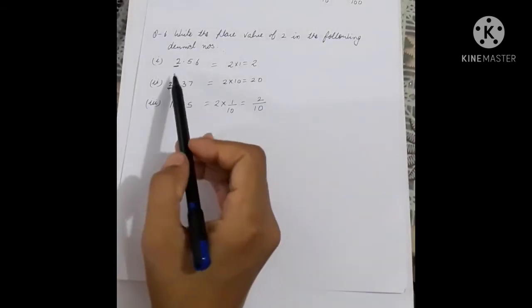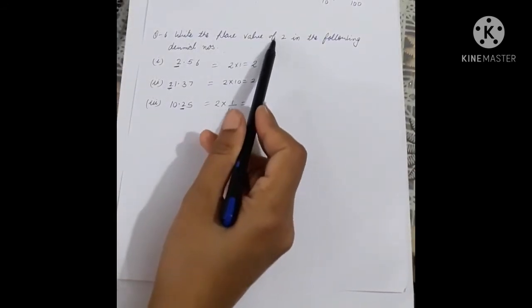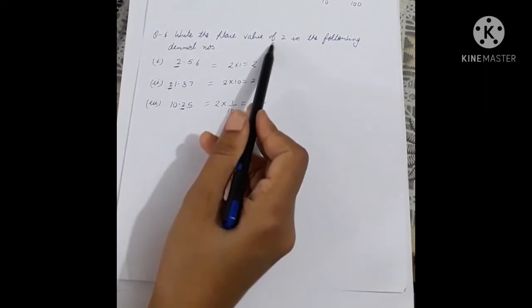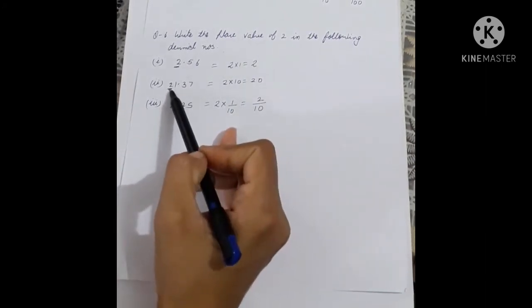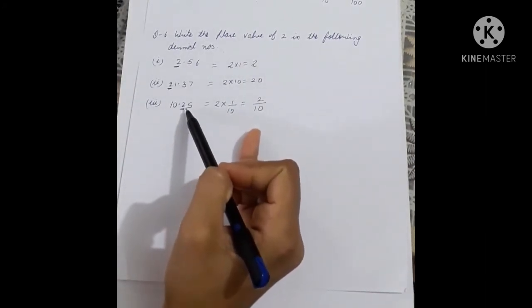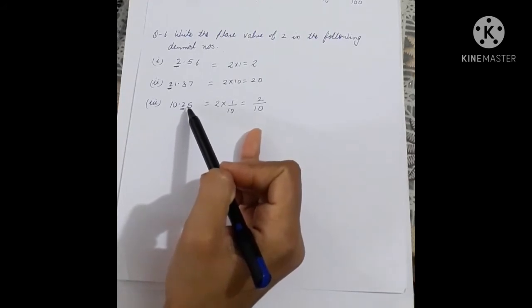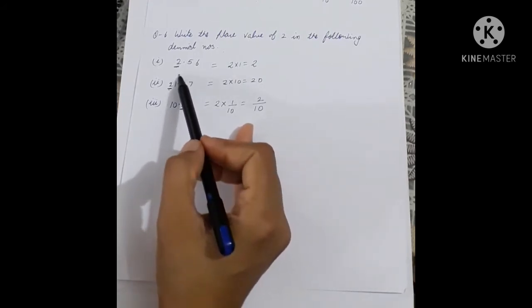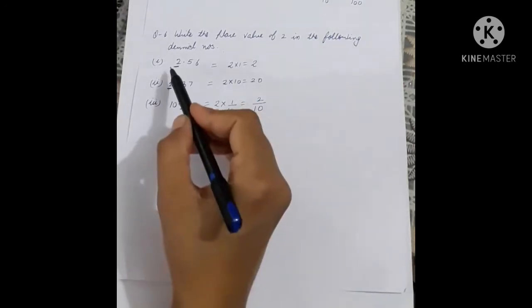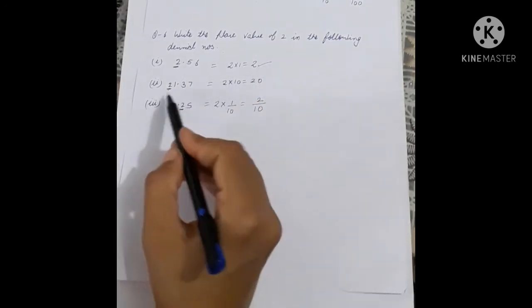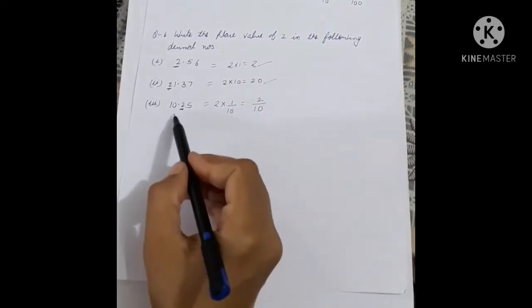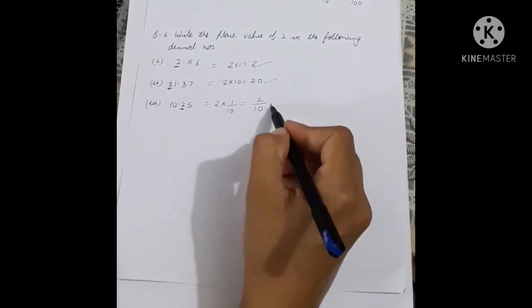See, in this question, they have asked the place value of 2. At the back, if you see the answer, it is given that ones, here it is written hundreds, here it is written tens. That is the place where this number is. If we have to write the place value of this 2, the place value will be this only. Here the place value is 2. Here the place value is 20. And here the place value is 2 upon 10.